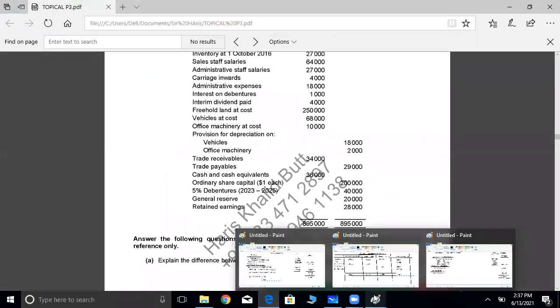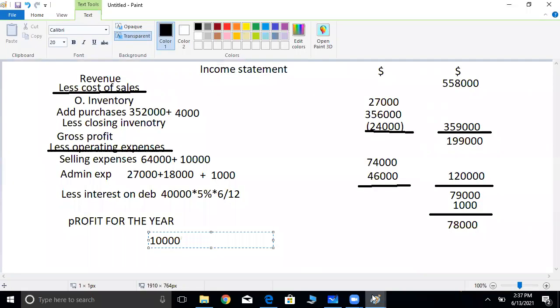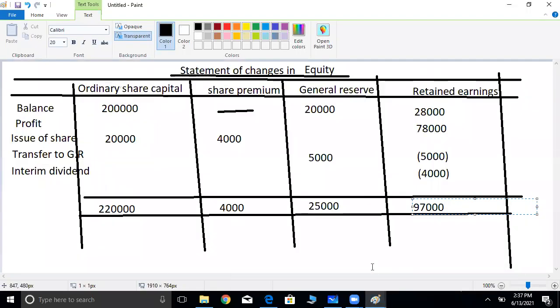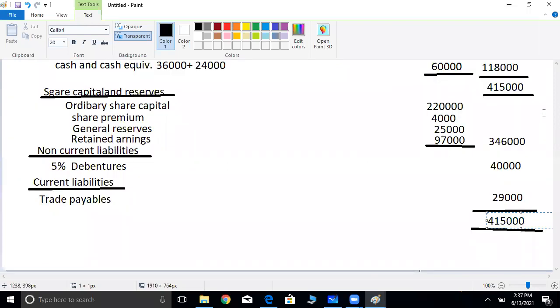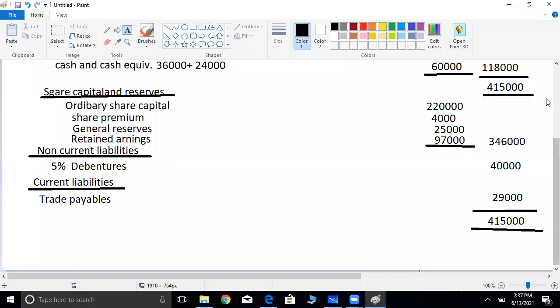This is how I have solved the whole question. I prepared the income statement, the 78,000 profit. I have prepared the statement of changes in equity, and then we have prepared the balance sheet, which is right in front of you. The share capital reserve section, non-current liabilities, and current liabilities, and the total has come out equal to 4,15,000. This is how we have solved this question.